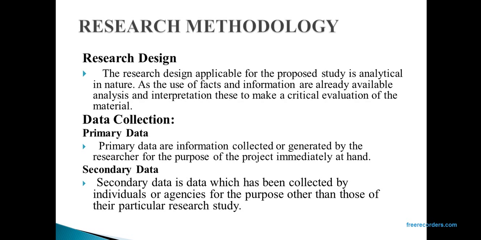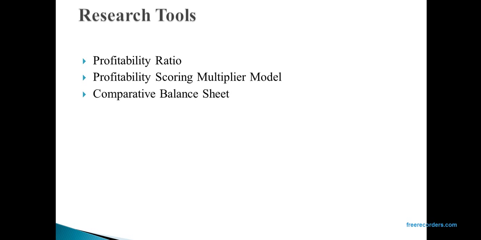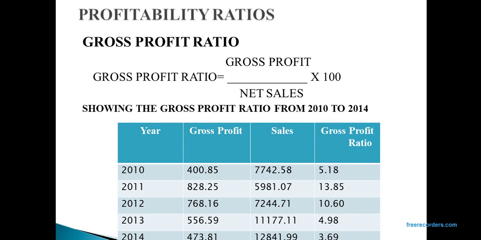Data collection. Primary data: information collected or generated by the researcher for the purpose of the project immediately at hand. Secondary data: data which has been collected by individuals or agencies for purposes other than those of their particular research study. Research tools: profitability ratio, profitability scoring multiplier model, comparative balance sheet.